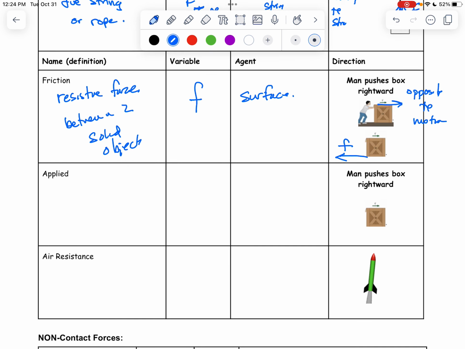Applied force is kind of a catch-all. It's any push or pull. Usually it's a person or something like that. And we'll just call it big F for that. So if a man pushes the box to the right, that push force would be to the right.